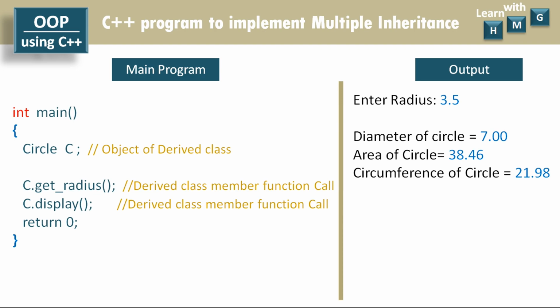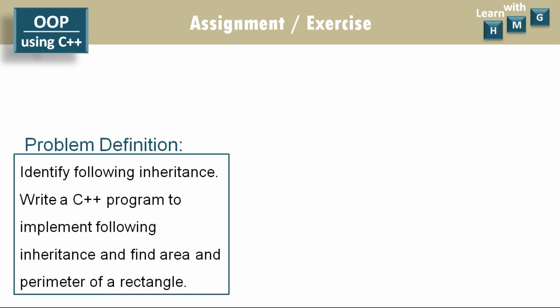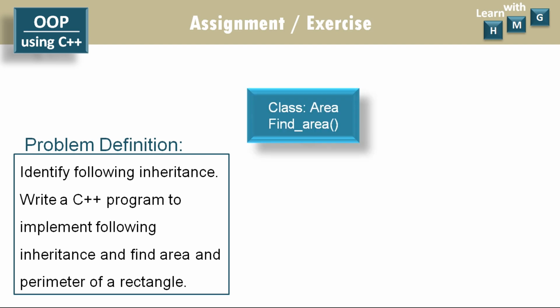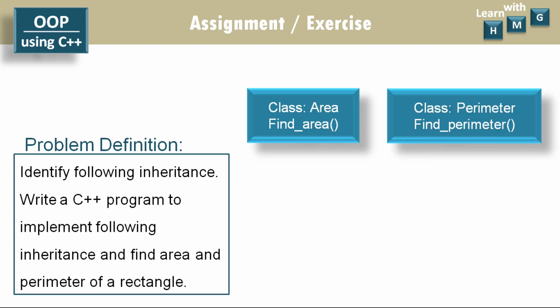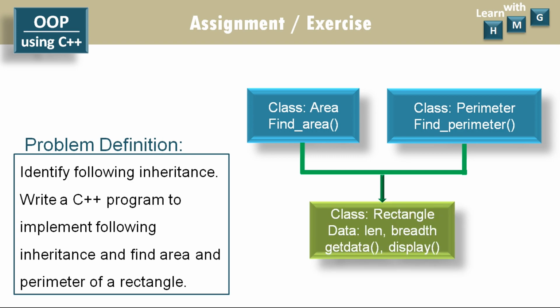Similar to this problem, now I am giving you one problem as an exercise, and if you try to solve it and successfully write the complete C++ program, then the learning is achieved for implementing multiple inheritance. Here again, area and perimeter are the two base classes, and find area and find perimeter are the member functions of the respective base classes. From these two base classes, one class is derived, that is rectangle. The data members are length and breadth of the rectangle, and get data and display are the member functions.